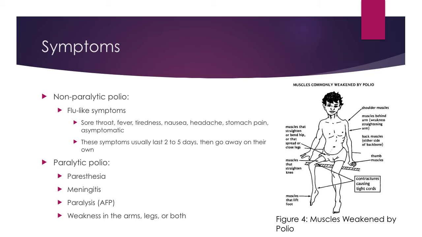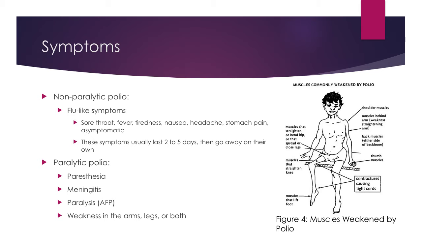And then you have the paralytic polio, which is more severe, with paresthesia, which is just a feeling of pins and needles in your legs, and meningitis, which is infection of the covering of the spinal cord and brain, which occurs in about 1 out of 25 people with poliovirus infection. And then you have paralysis, which occurs in about 1 out of 200 people with the poliovirus infection.